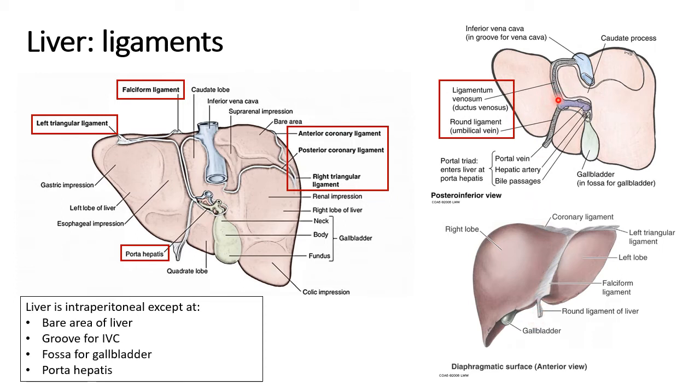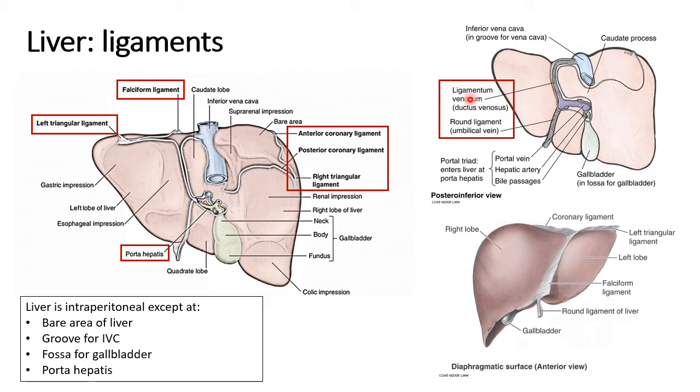And there is also the ligamentum venosum. In the fetus, this was a venous duct called the ductus venosus, because blood, when it comes from the umbilicus in the fetus, does not have to go through the liver. It gets shunted directly to the inferior vena cava through the ductus venosus. After birth, this ductus venosus gets obliterated and it transforms into a ligament, and the ligament is called the ligamentum venosum.